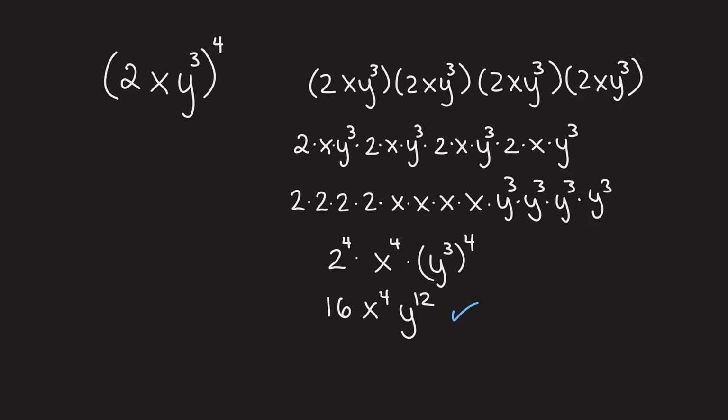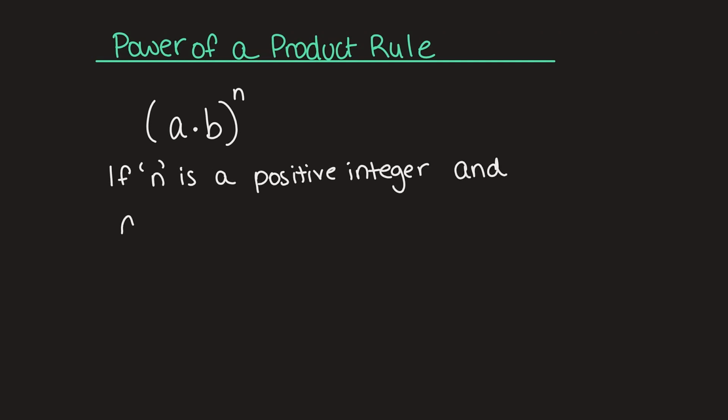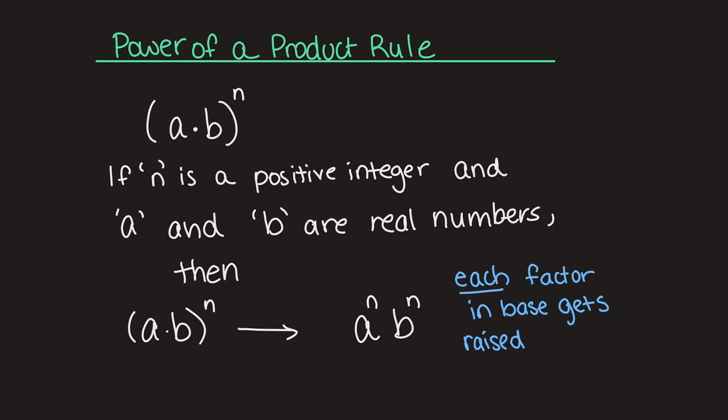Let's see if we can discover a shortcut method for a product raised to a power. Notice how each factor of our base was raised to the fourth power. So our power of a product rule is if we have an expression in the form a times b raised to the n power, where the exponent is a positive integer and a and b are real numbers, then we have a times b raised to the n is the same as a raised to the n times b raised to the n, where each factor of the base gets raised to the n power.